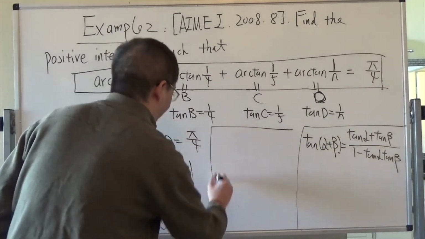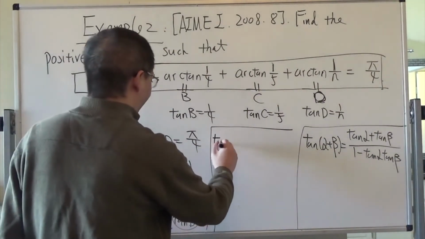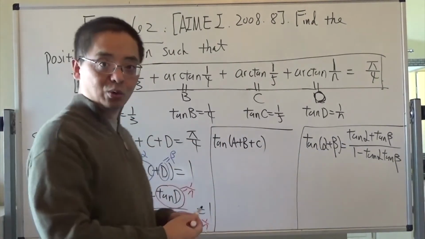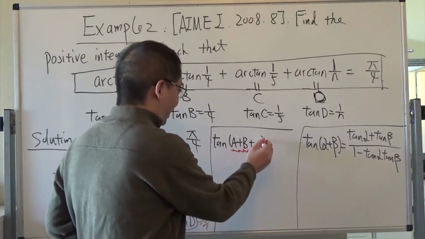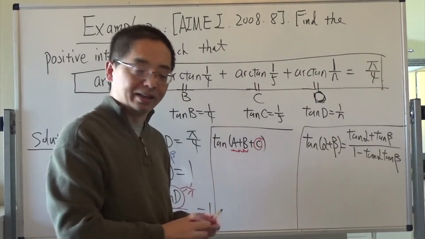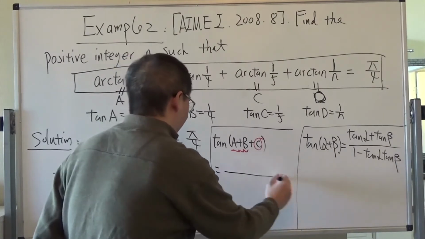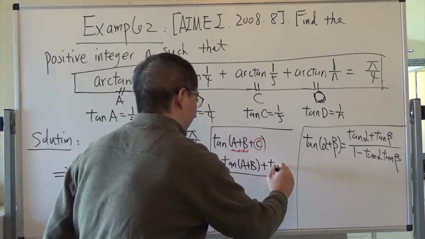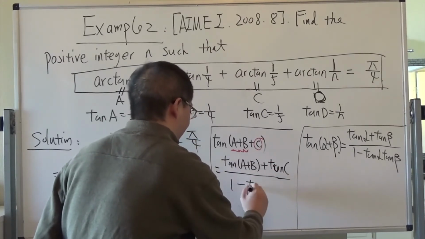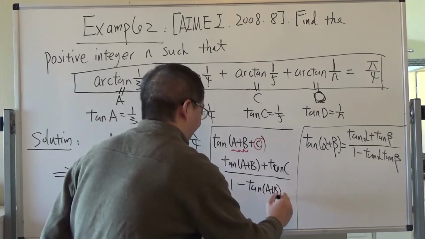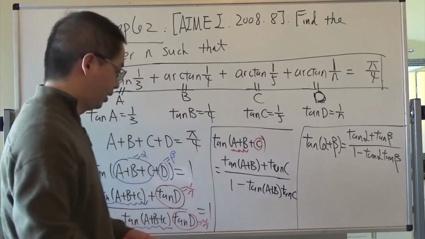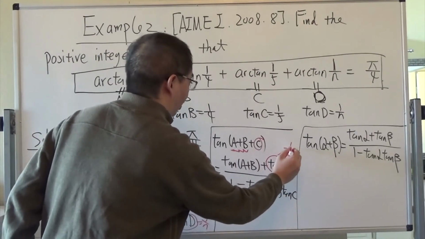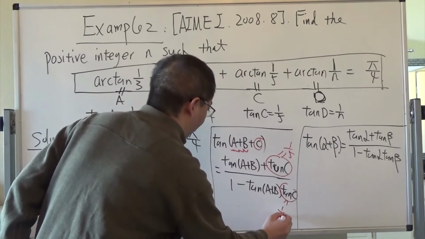Alright, for that we just repeatedly use the formula. I have the tangent of A plus B plus C. Now I can group A plus B first, and then go with the C. Repeatedly apply the sum formula. This equals (tangent of A plus B, plus tangent C) over (1 minus tangent of A plus B times tangent C). Okay, we know the tangent C. The tangent C equals 1 over 5.